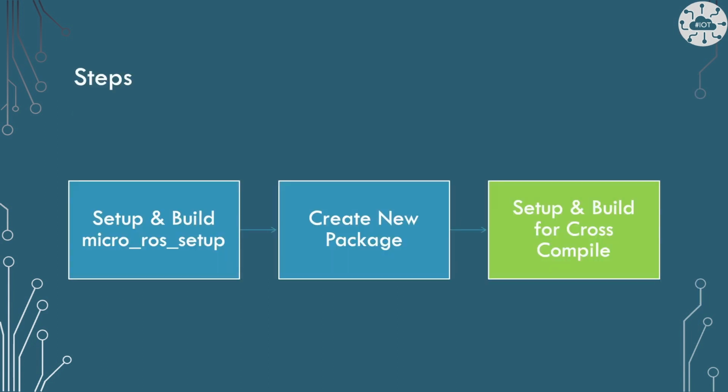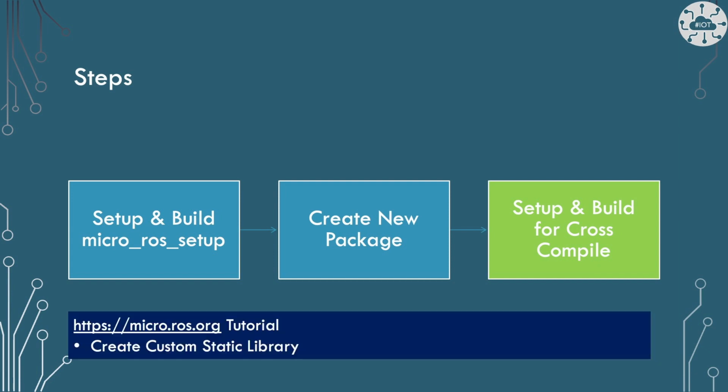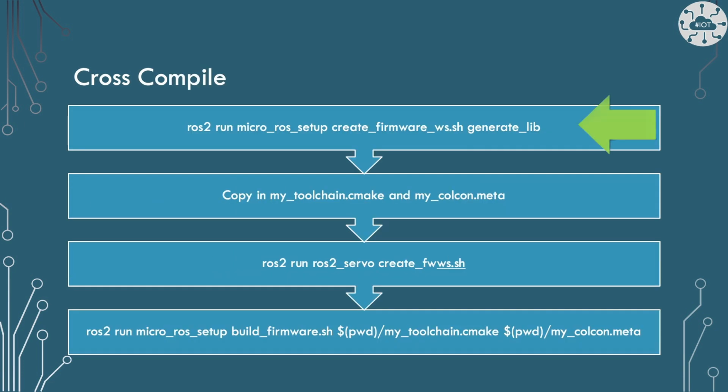We're now finally able to compile and generate the new library, including our custom message. Most of the process is documented in the Create Custom Static Libraries tutorial over on the Micro ROS website. We use the Micro ROS setup package to create a firmware workspace, telling it that we want to generate a library. For some other microcontrollers, the full build process can be done under ROS, and so not everything is targeted at library process.